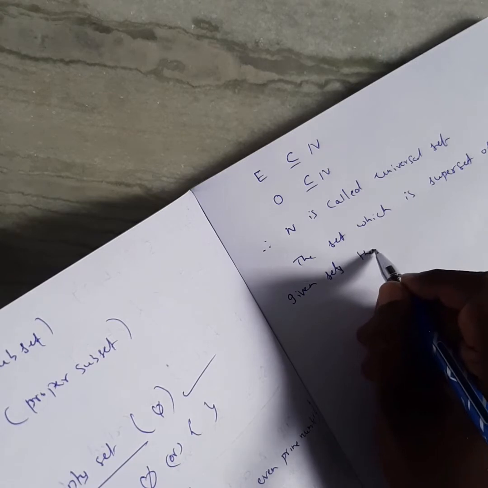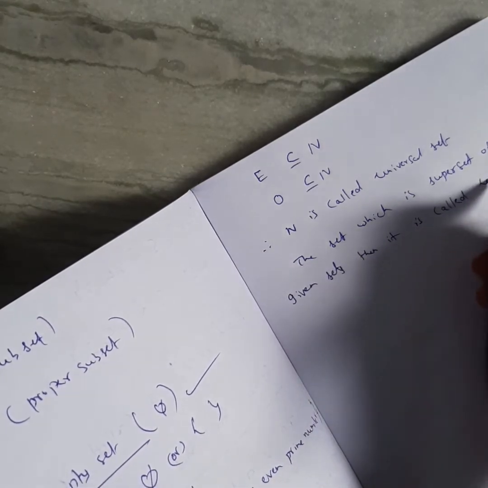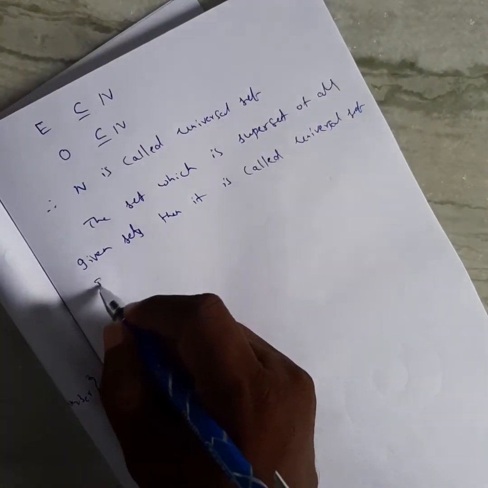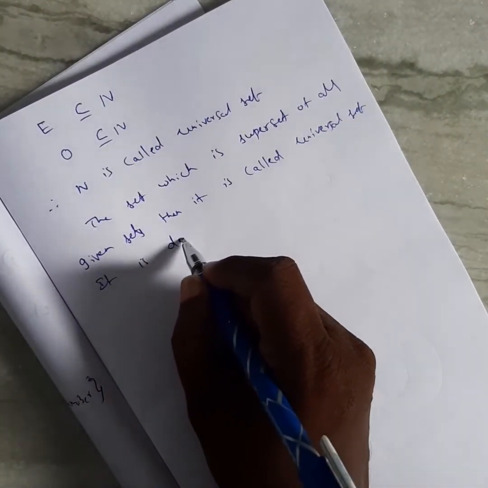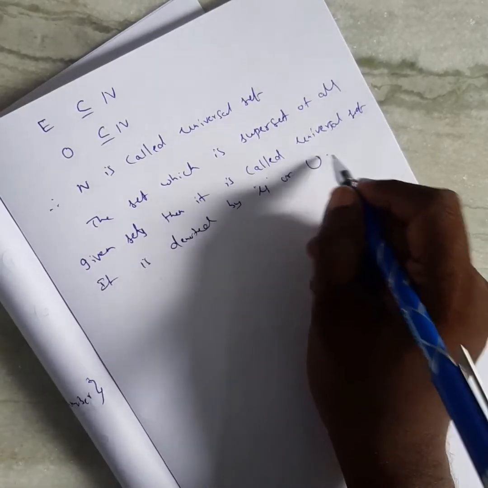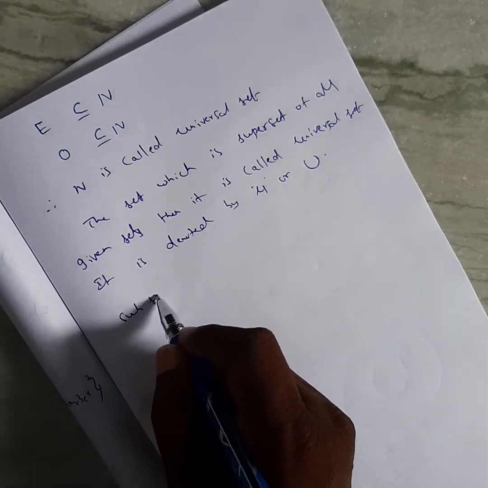Then it is called the universal set. It is denoted by mu or U. So after that one I explained subset.